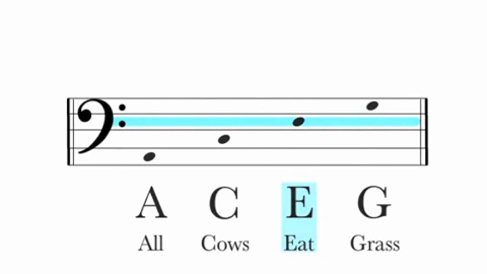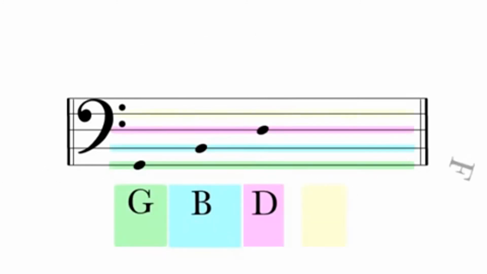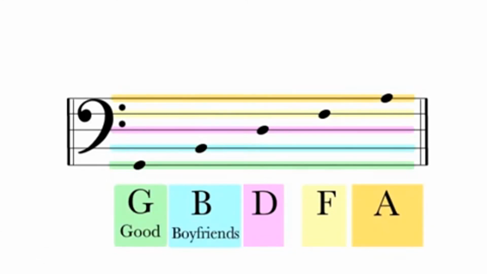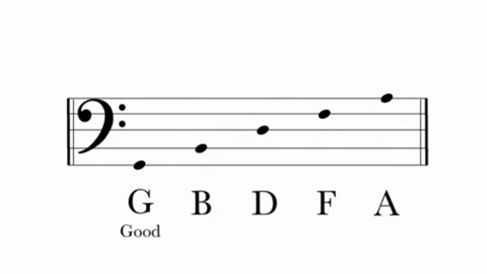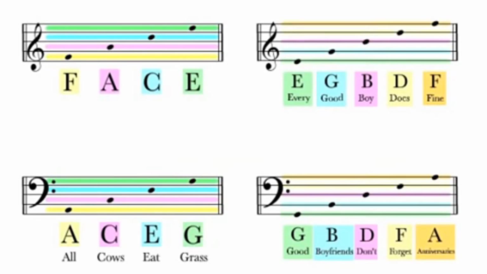Eat, E. Finally, the lines of the bass clef from bottom to top, G, B, D, F, A, can be seen as an acronym for Good Boyfriends Don't Forget Anniversaries. Being that good is the first word in Good Boyfriends Don't Forget Anniversaries, G is then obviously the note found on the first line of the staff. Good, G. There you have it. Quick and easy ways to remember the notes on a staff, either with a treble clef or a bass clef, getting you well on your way to reading and writing music.